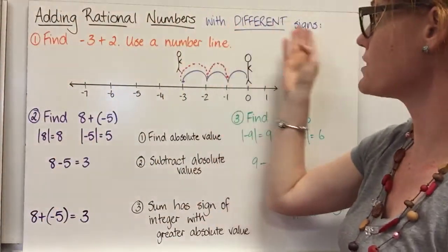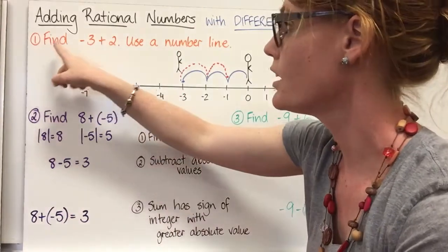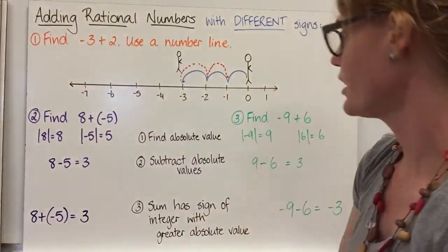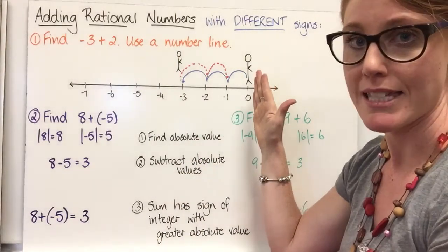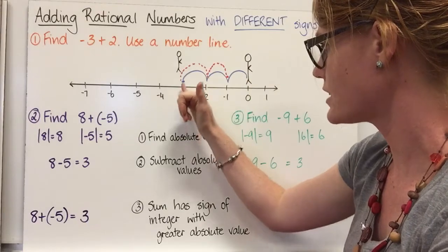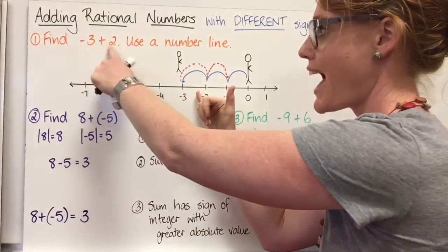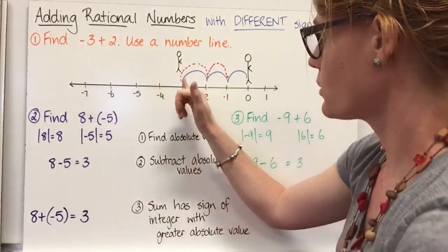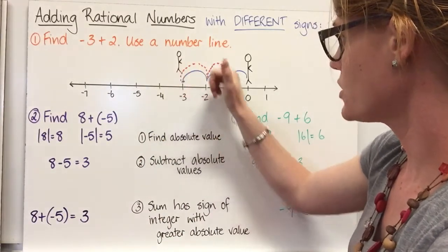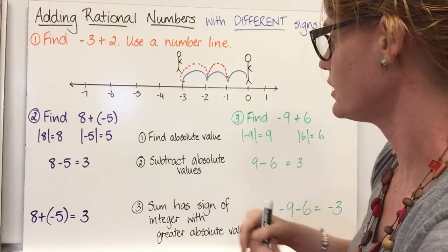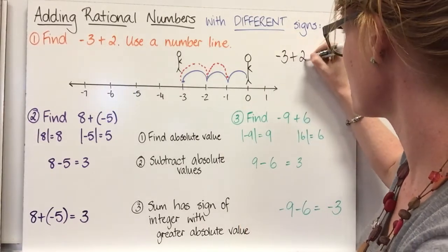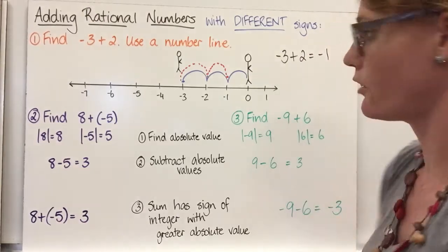Adding rational numbers with different signs. Number 1, find -3 plus 2. Use a number line. So we start at 0, we need to get to -3. So we're going to walk backwards, 1, 2, 3 to -3. Now we're adding 2. So we're going to walk forwards because we're adding a positive number, 1, 2, and we land on -1. So -3 plus 2 equals -1.